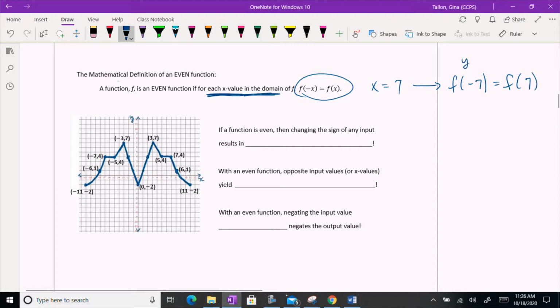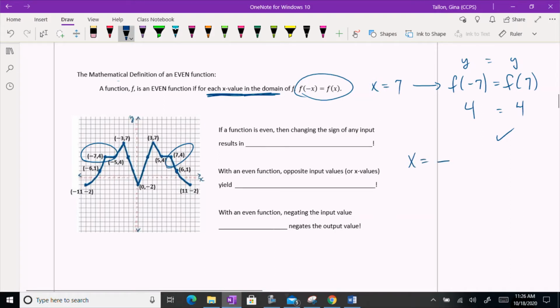Now these are y values. The y values have to be equal to each other. So f of negative 7, if I look on my graph over here, f of negative 7 is 4. And f of 7 is also 4. So that works.